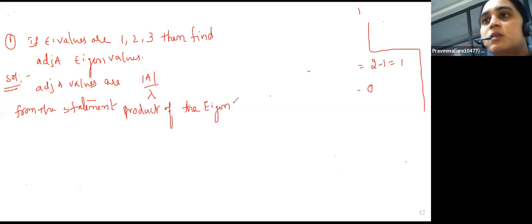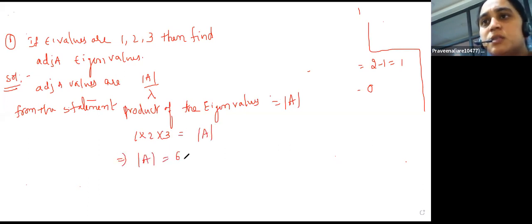The product of the eigenvalues is equal to the determinant of A. Here, what is the product of the eigenvalues? It means 1 into 2 into 3 is equal to det A. From that, det A is equal to 6.